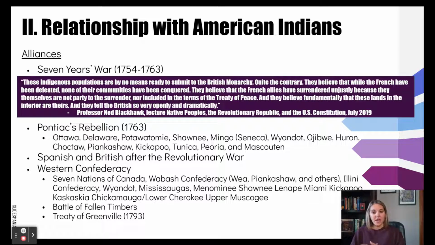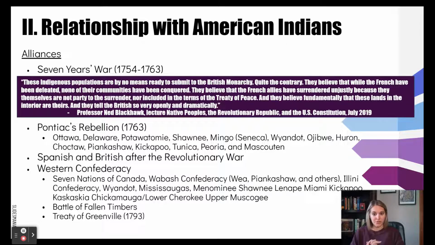Another form of alliances that were happening were after the Revolutionary War. So when the British were defeated and the American colonies became the United States of America, the British and the Spanish ally with American Indians on the frontier, supply them with weapons, engage in trade with them, and they try to provoke them to attack frontier settlements as the Americans moved to the West.